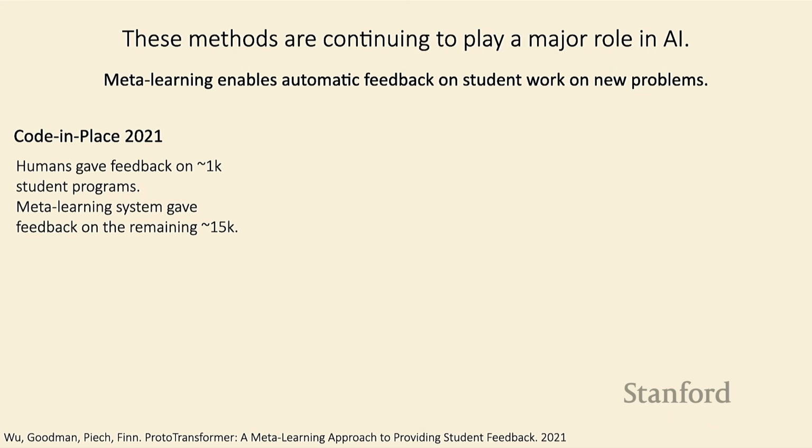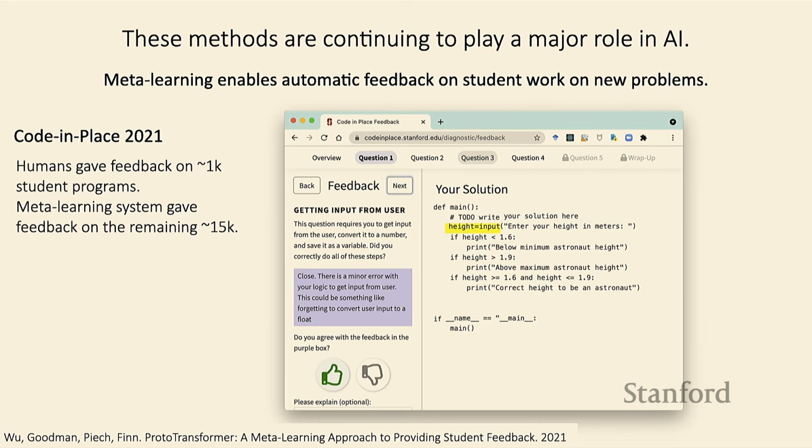And we were able to get volunteers to give feedback on around 1,000 of the student programs. But if you train on those 1,000 programs from scratch, these are Python programs that we're trying to give feedback on, you're not able to get a very good system. But with meta-learning, we were able to train on previous student data of taking exams and giving feedback on those exams, and use that meta-learning system to adapt to this new course with these new problems, and ultimately give feedback on the remaining ones.